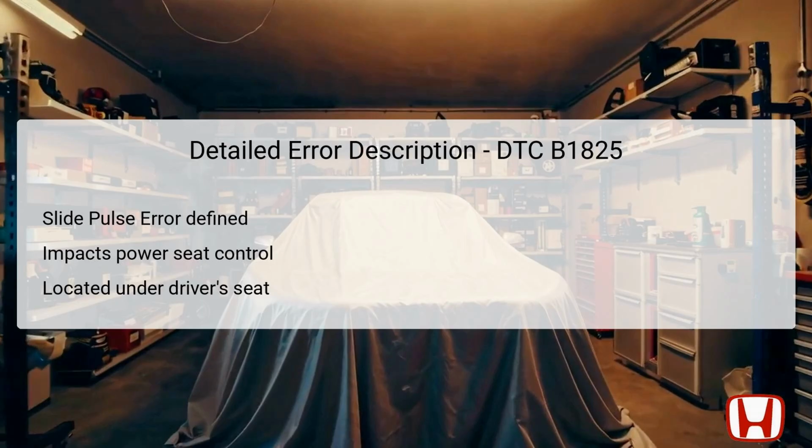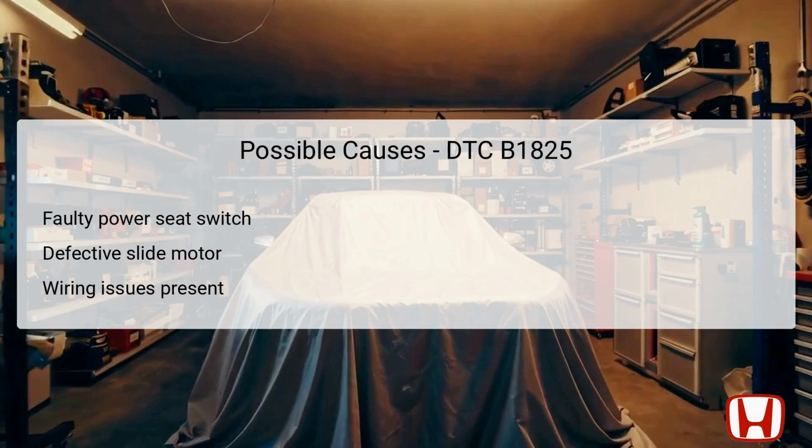The key components involved include the power seat control unit, the slide motor, and the position sensors interconnected via corresponding connectors. These components are usually situated beneath the driver's seat, where they manage the electrical signals necessary for the seat to move. Hence, visitors should understand that while the system may seem operational, the DTC indicates potential underlying issues that require inspection. Several potential causes can lead to the activation of DTC B1825.